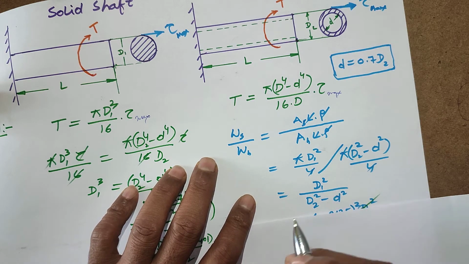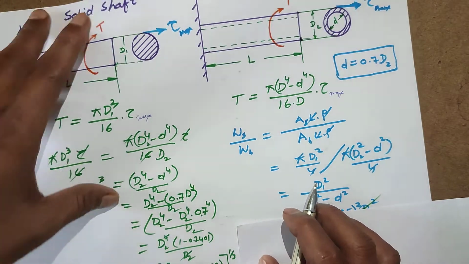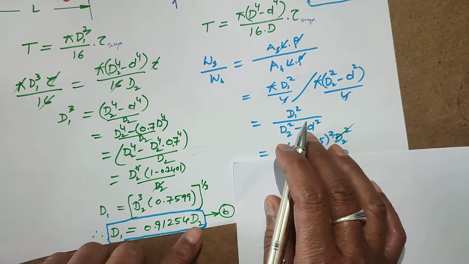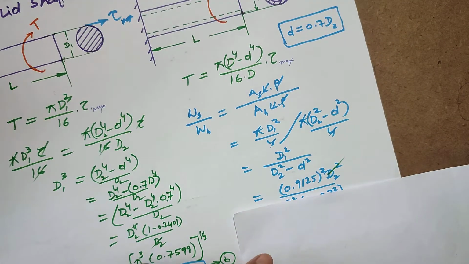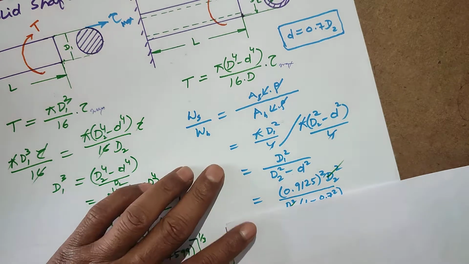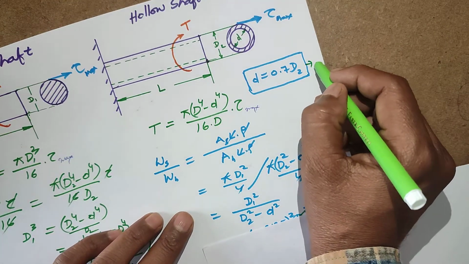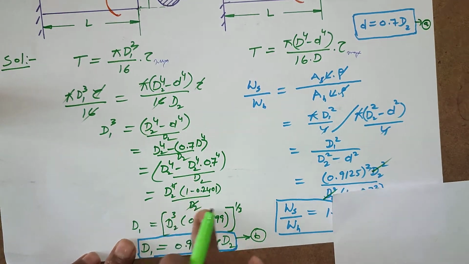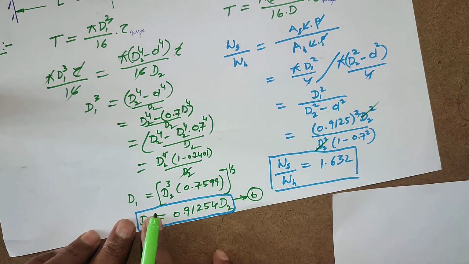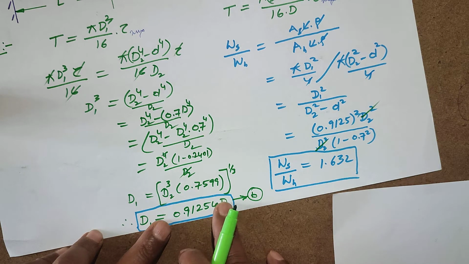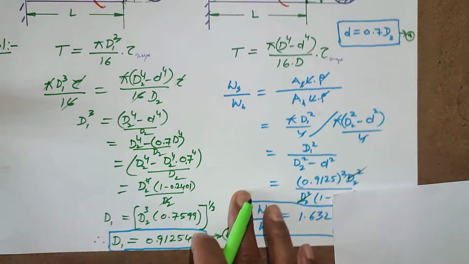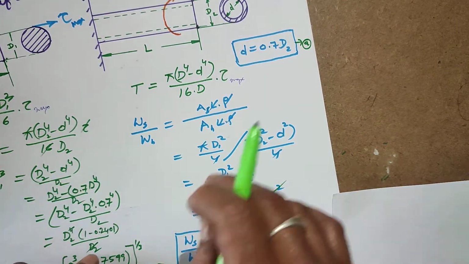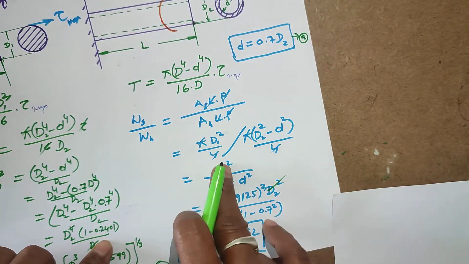Substitute the equation B here. So you know that it is from A. By substituting A here, you are getting the relation between D1, the solid shaft diameter, and the hollow shaft outer diameter. Then substitute this here.